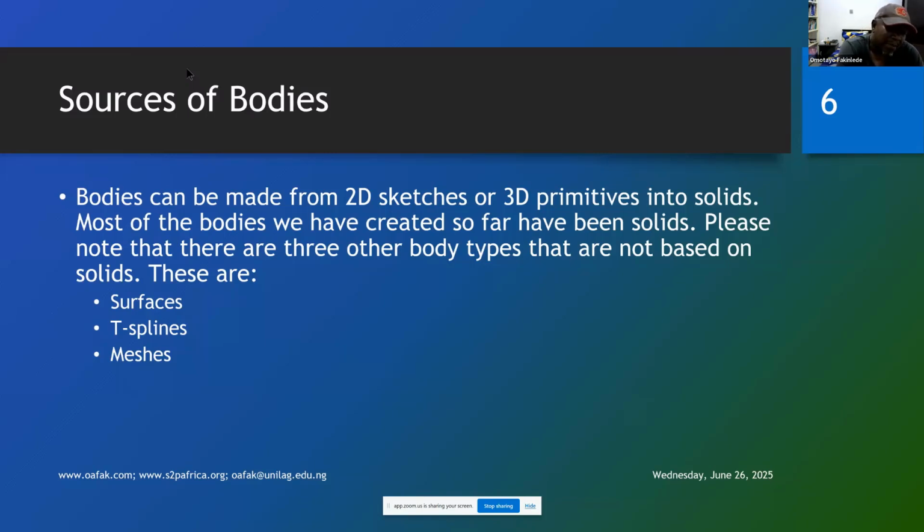There are also meshes. Meshes are when the bodies come from other sources. For instance, you can bring them from SolidWorks, from Autodesk Inventor, Solid Edge, and so many other graphics software. When they come from other sources, they are usually coming in as meshes. So you can have bodies, surfaces, T-splines, or meshes. Those are the different body creation objects you may have.